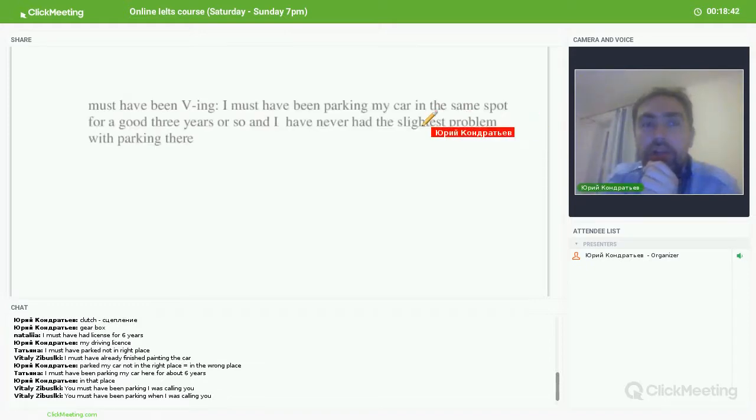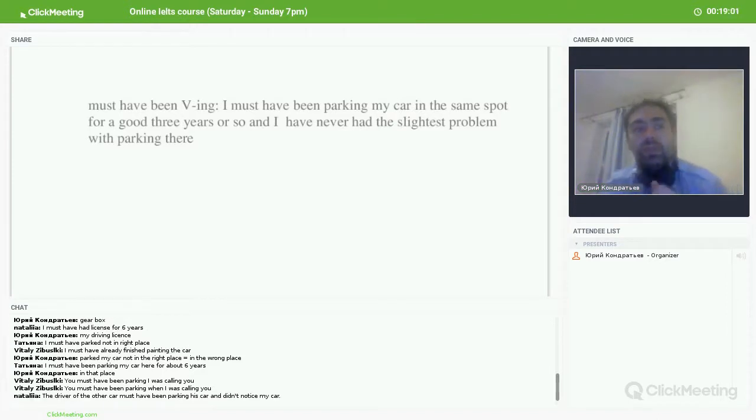Okay, while Natalia is finishing, here's my example. I must have been parking my car in the same spot for a good 3 years. So instead of saying for 3 years, you can say for 3 years or so. And I have never had the slightest problem with parking here.